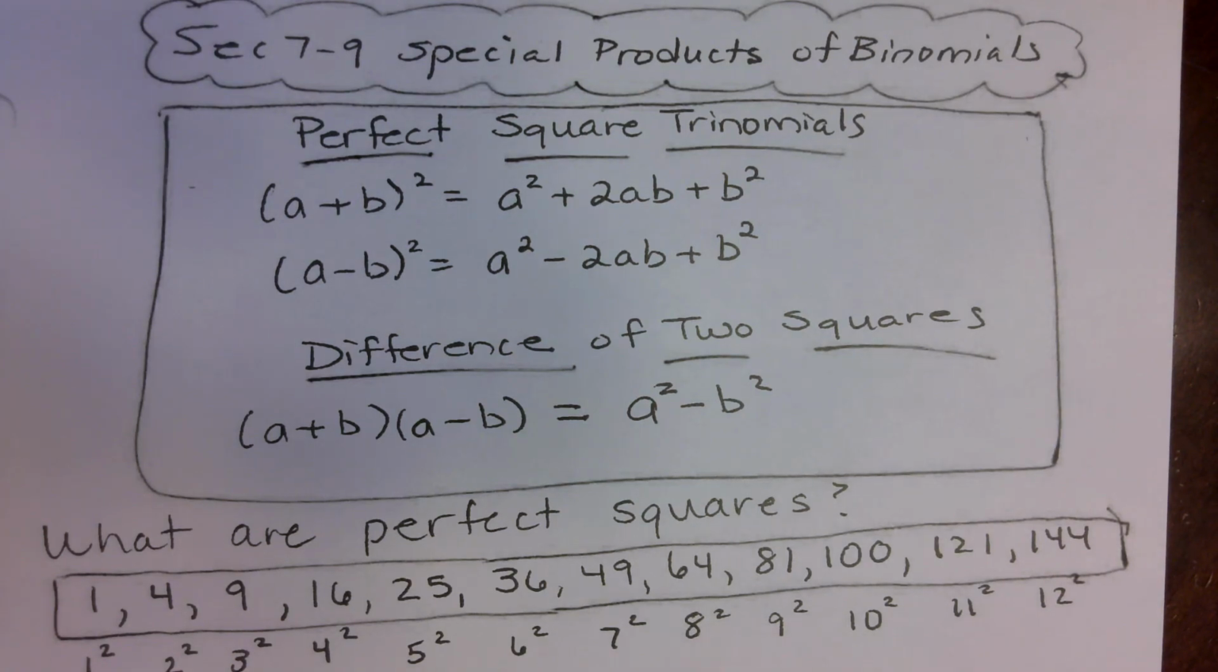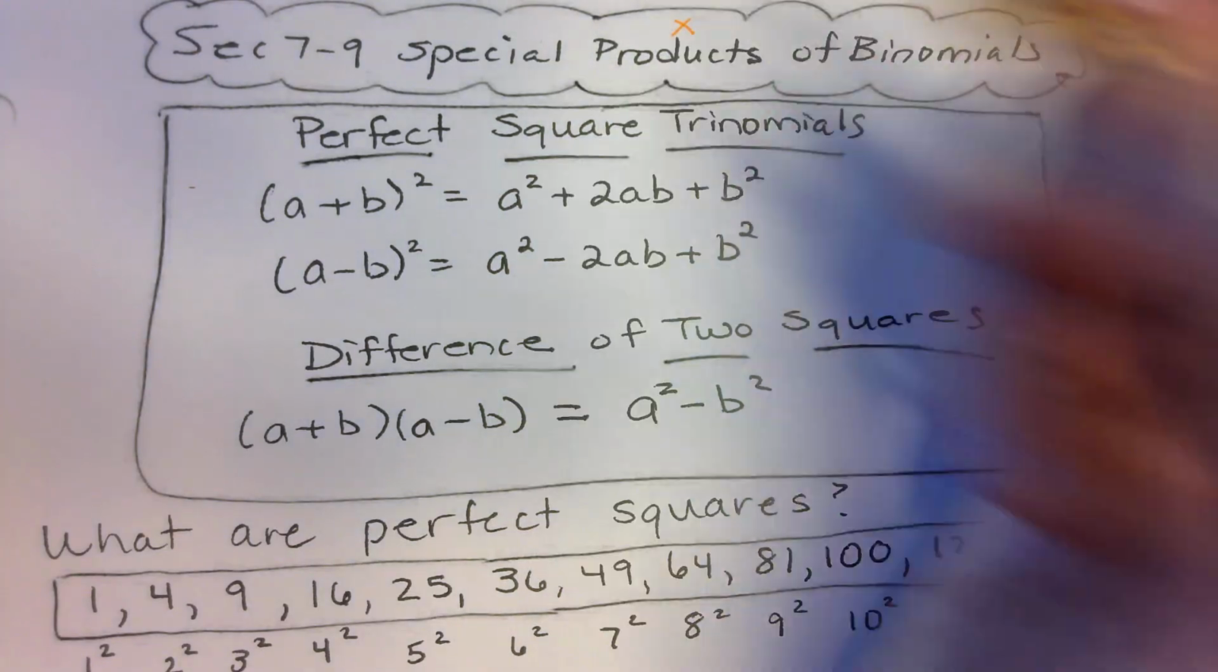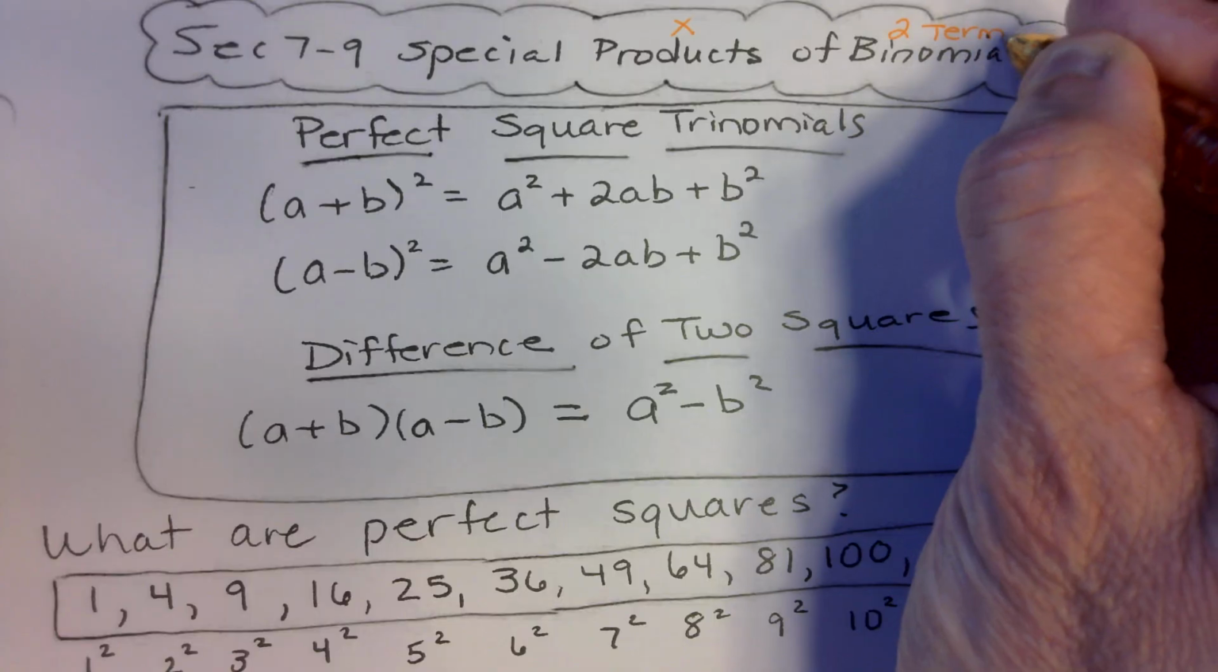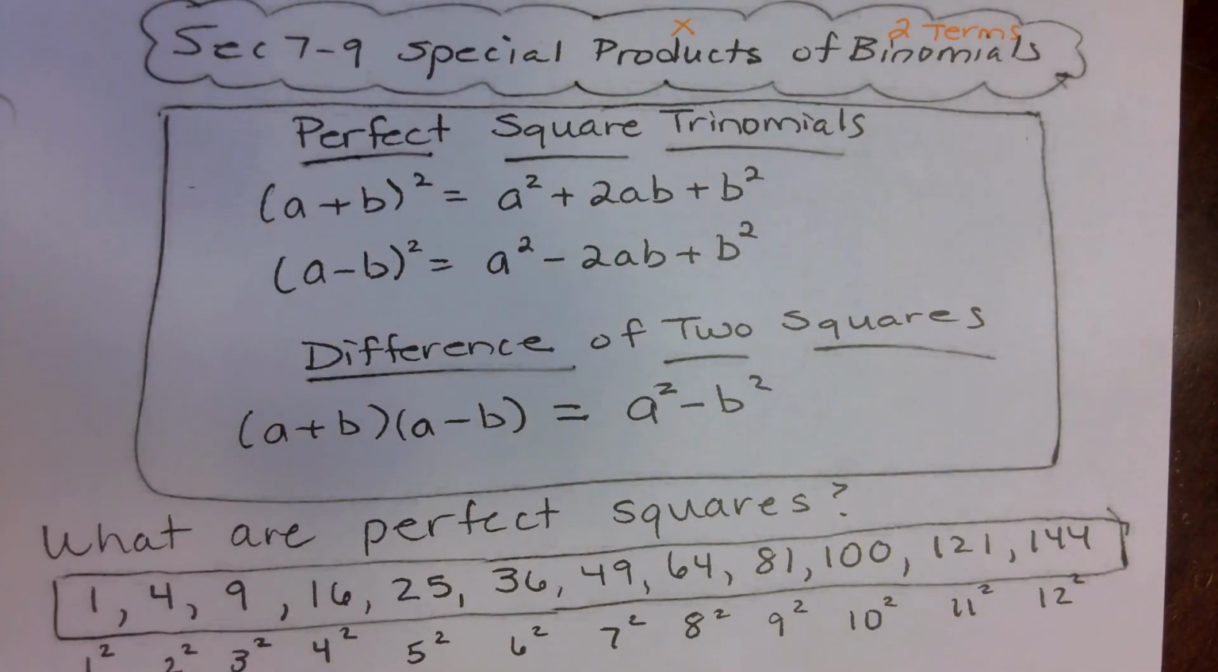Okay, today we're talking about section 7.9, special products of binomials. And you know, products are things that are multiplied. Binomials are two terms. So here are some things that, if you notice them, you could find a bit of a shortcut.